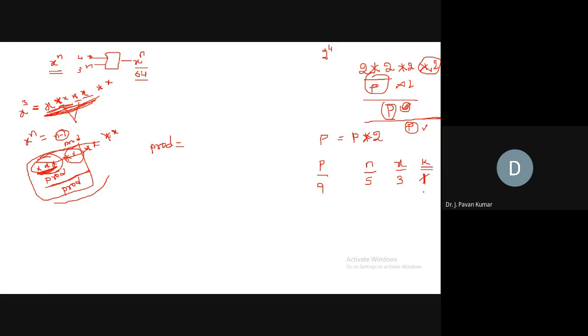Next, we increment K value by 1, so K value is now 2. Again, what do we have to do? We have to multiply 9 into 3 and store that in P. So P is equal to 9 into 3, which is 27. Now K value is incremented, so it becomes 3. Then again we have to multiply 27 into 3. 27 is nothing but P, so we multiply P with X, which is 3.